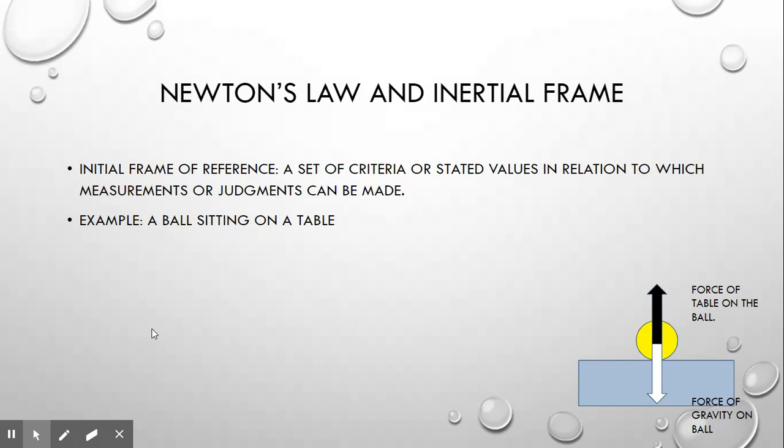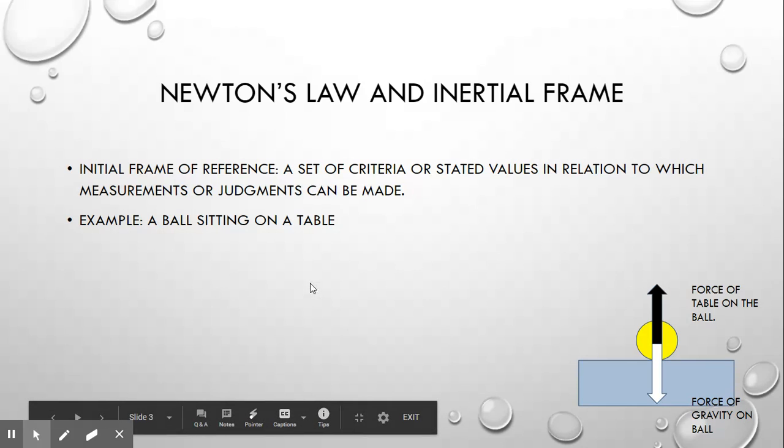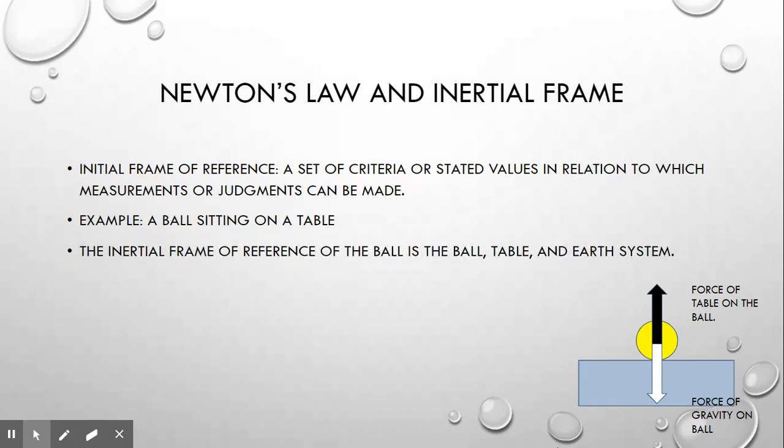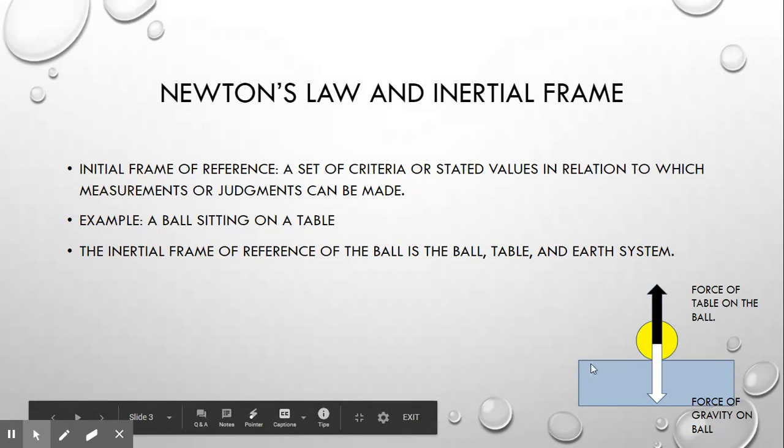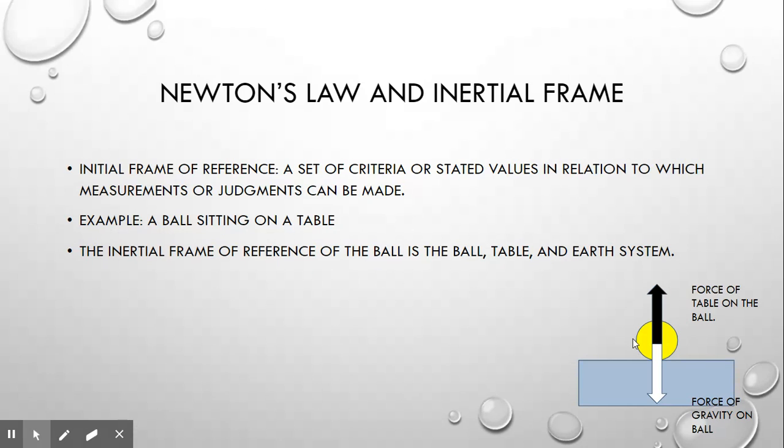Okay, so let's say in my frame of reference, I have a ball sitting on the table. So what objects and forces are involved in my system? In my inertial frame of reference, I'm going to have my table, which I'm going to represent as this blue box. Okay, the table's involved in here. I have the ball, okay, and I have the Earth system, because the force of gravity is pulling downwards on my ball.